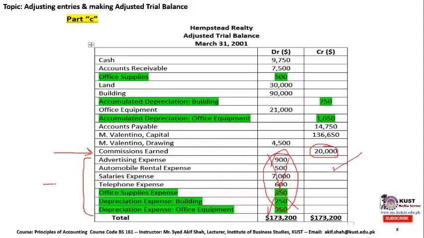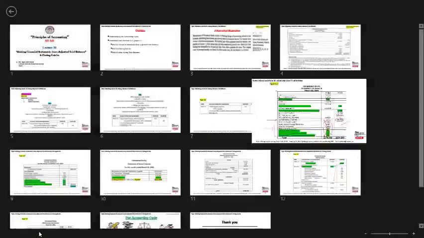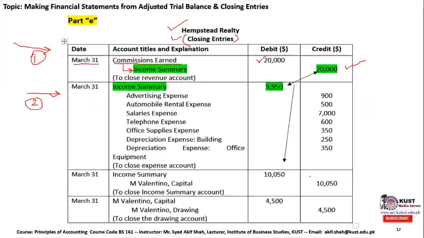So what we have to do is pick up all these expenses from the adjusted trial balance and write them with proper names or titles. And rather than inserting these values in the debit column, we have to insert these values in the credit column under the closing entries.